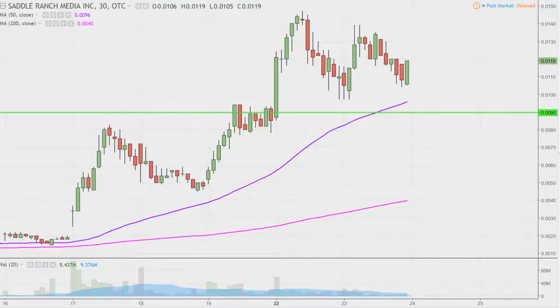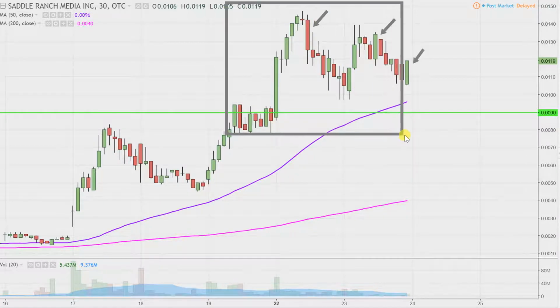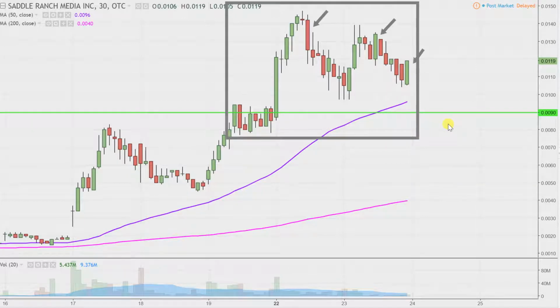Real quick, what do I mean by 30-minute in case maybe you're new to charts? Instead of each one of these candlesticks here representing 1 day's worth of price action, which is what you would normally see, each one represents 30 minutes. So while this here may look like a few weeks worth of time, it's actually just the past few days broken down into 30-minute time slices. I like to do this time frame.